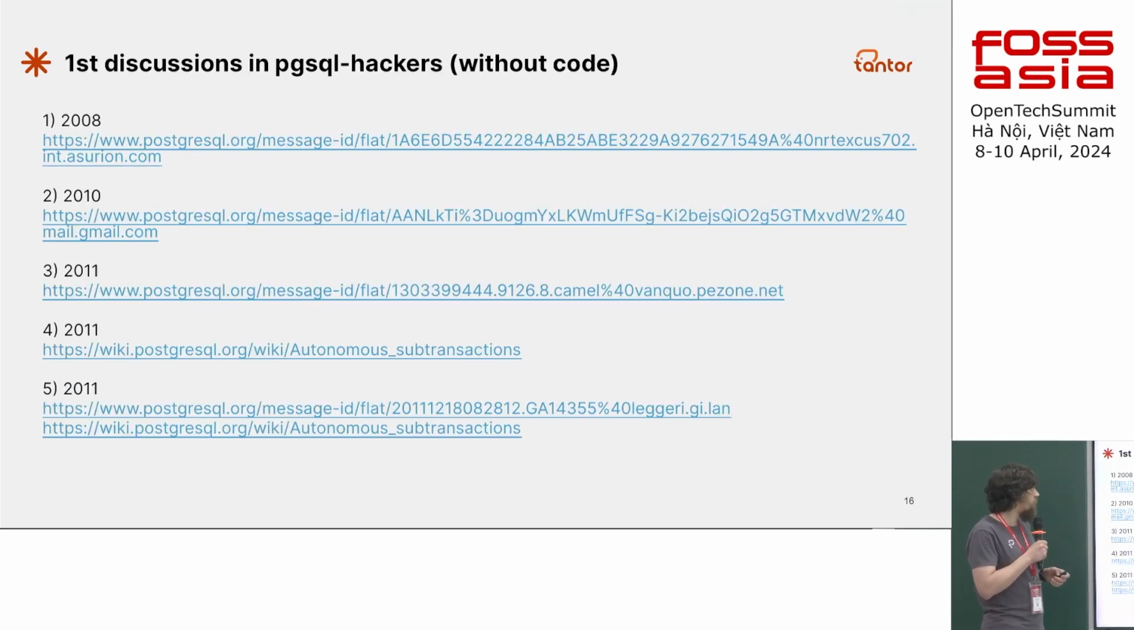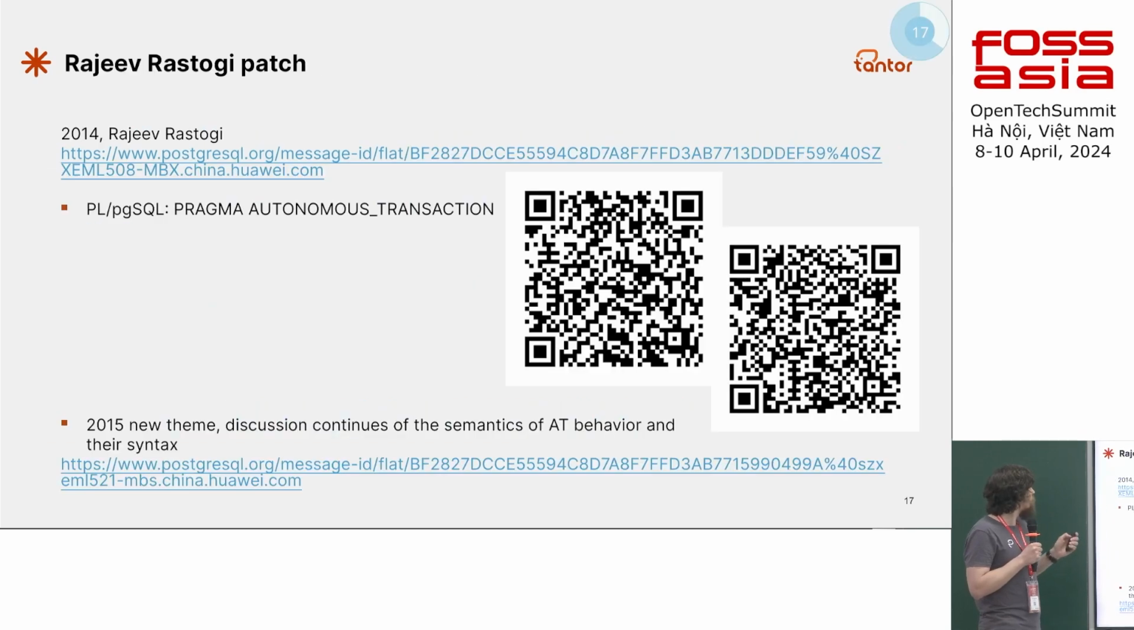Those discussions on the hackers list were from 2008 till 2011. They discussed the concept and semantics of autonomous transactions, but no patches were introduced. In 2014, Rajiv Rastogi, a guy from Huawei, introduced the first patch with an implementation. He used PGPROC data structures for storing the autonomous context and returning to the main context, so only one process implements both the main transaction and the autonomous transaction.